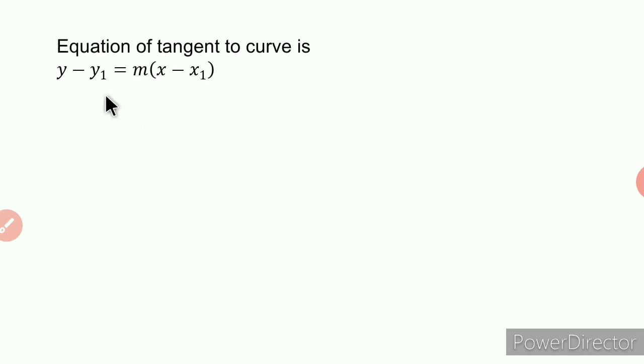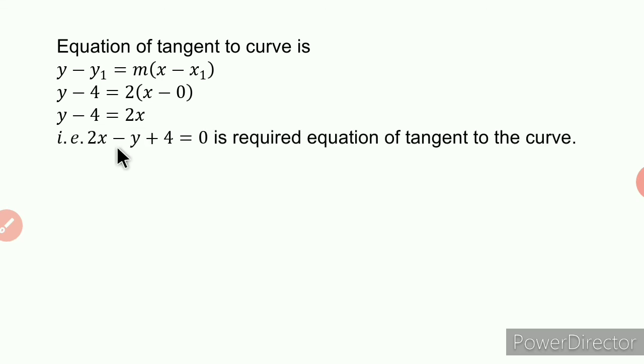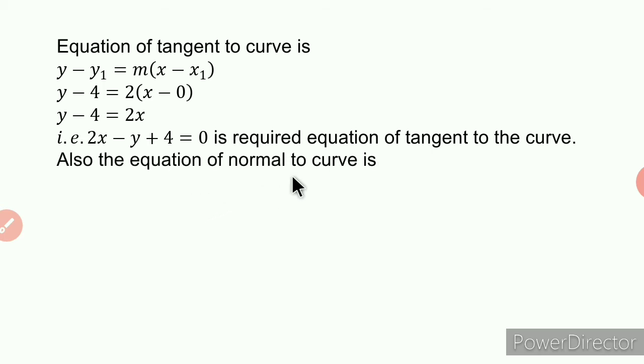And so now the equation of tangent to the curve is y minus y1 is equal to m multiplied by x minus x1. Now put x1 as 0 and y1 as 4. So we get y minus 4 is equal to 2 multiplied by x minus 0. That is y minus 4 is equal to 2x. And rewrite this, we get 2x minus y plus 4 is equal to 0 and is our required equation of tangent to the curve.